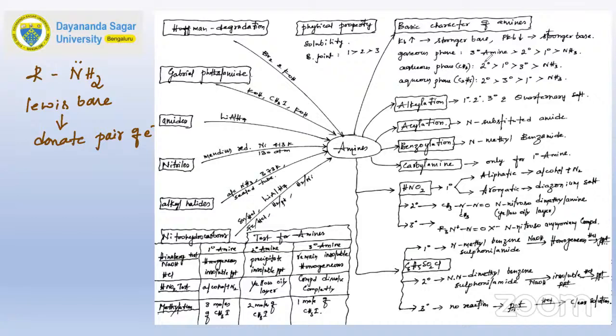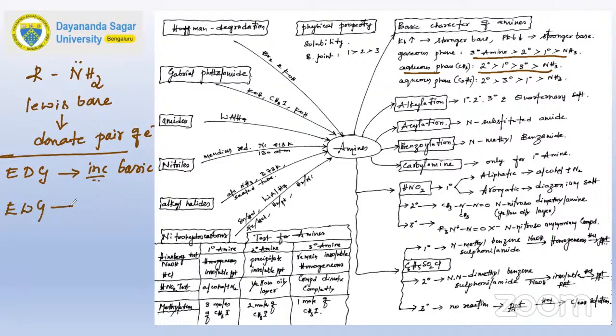In the gaseous phase, basicity of tertiary amine is more than secondary, primary and ammonia. Whereas in the aqueous phase, secondary is more than primary, tertiary and ammonia. Remember this. And always, electron donating groups increase basic nature, and electron withdrawing groups decrease basic nature.